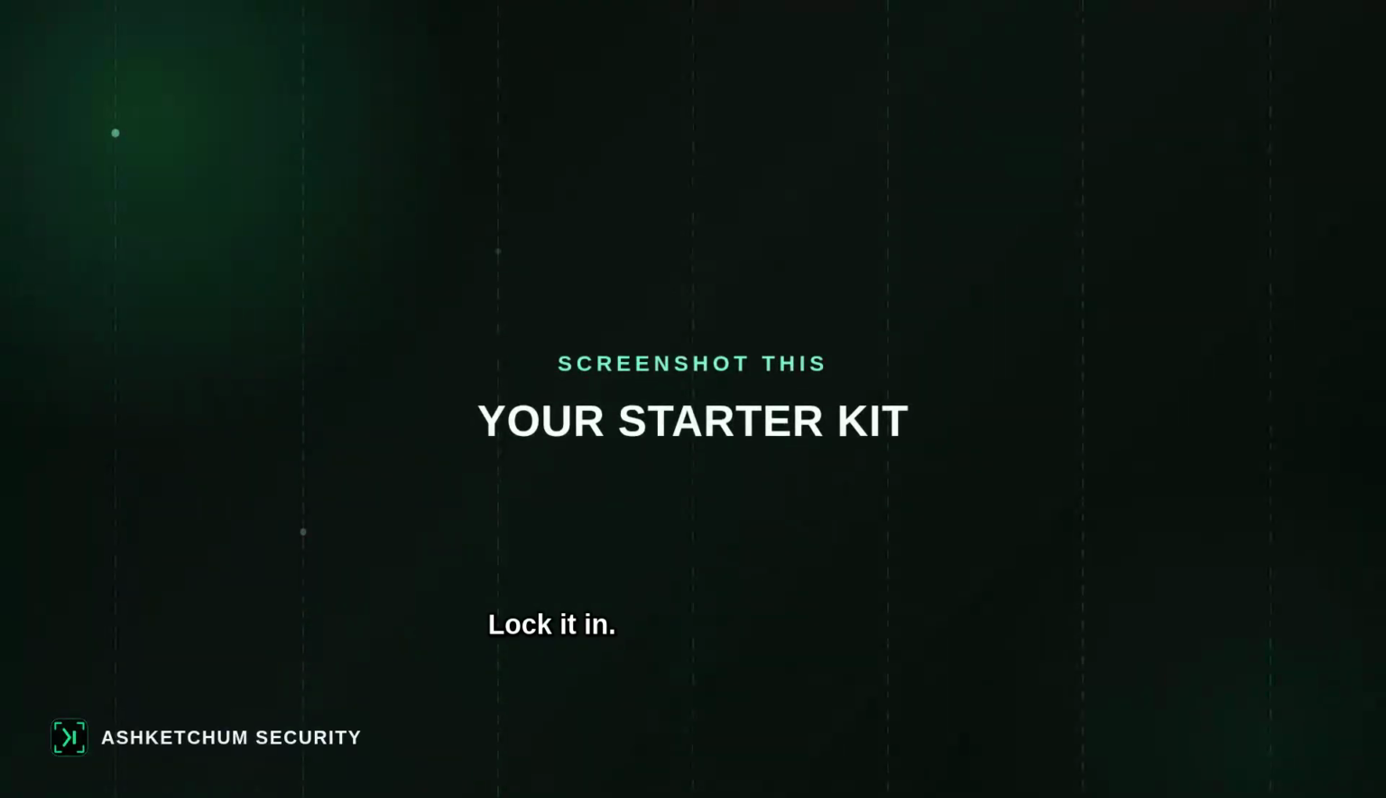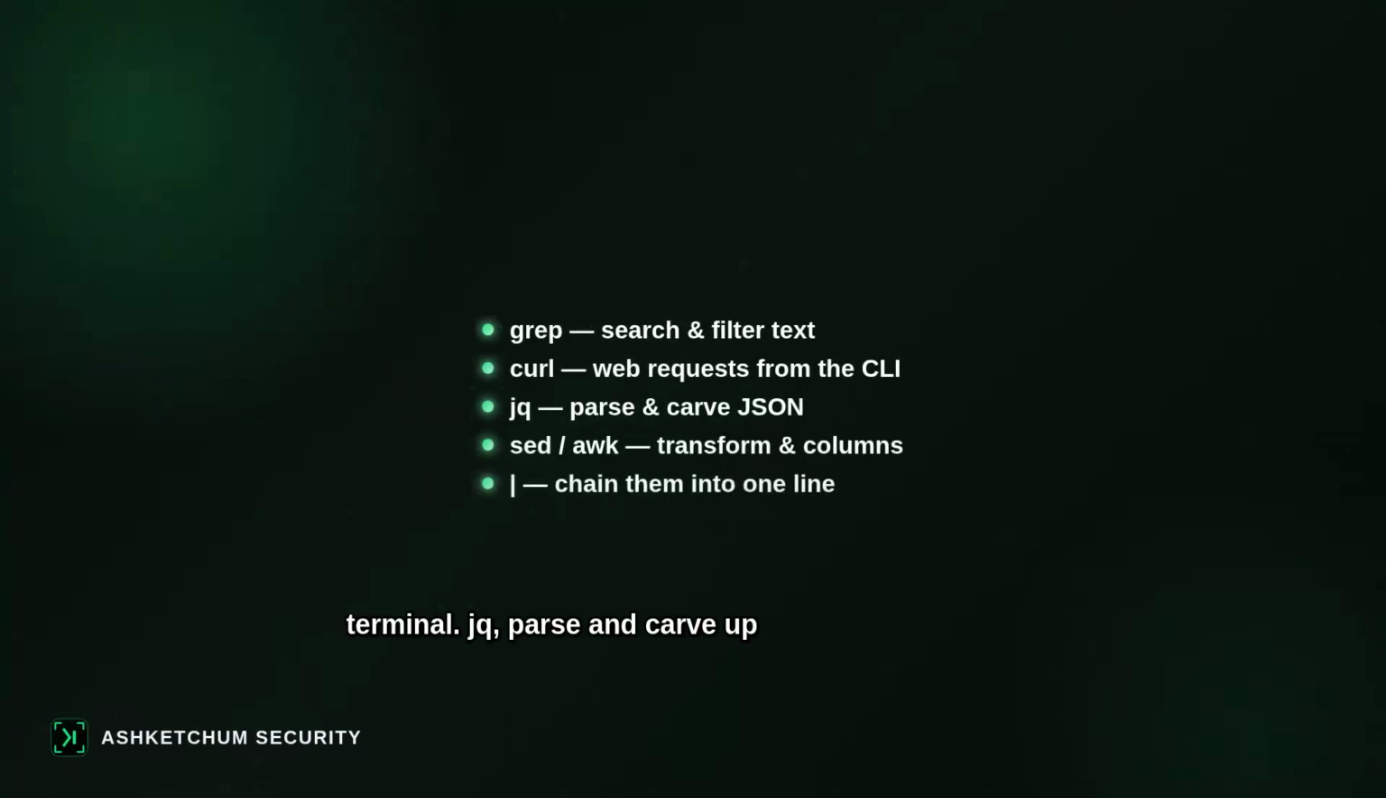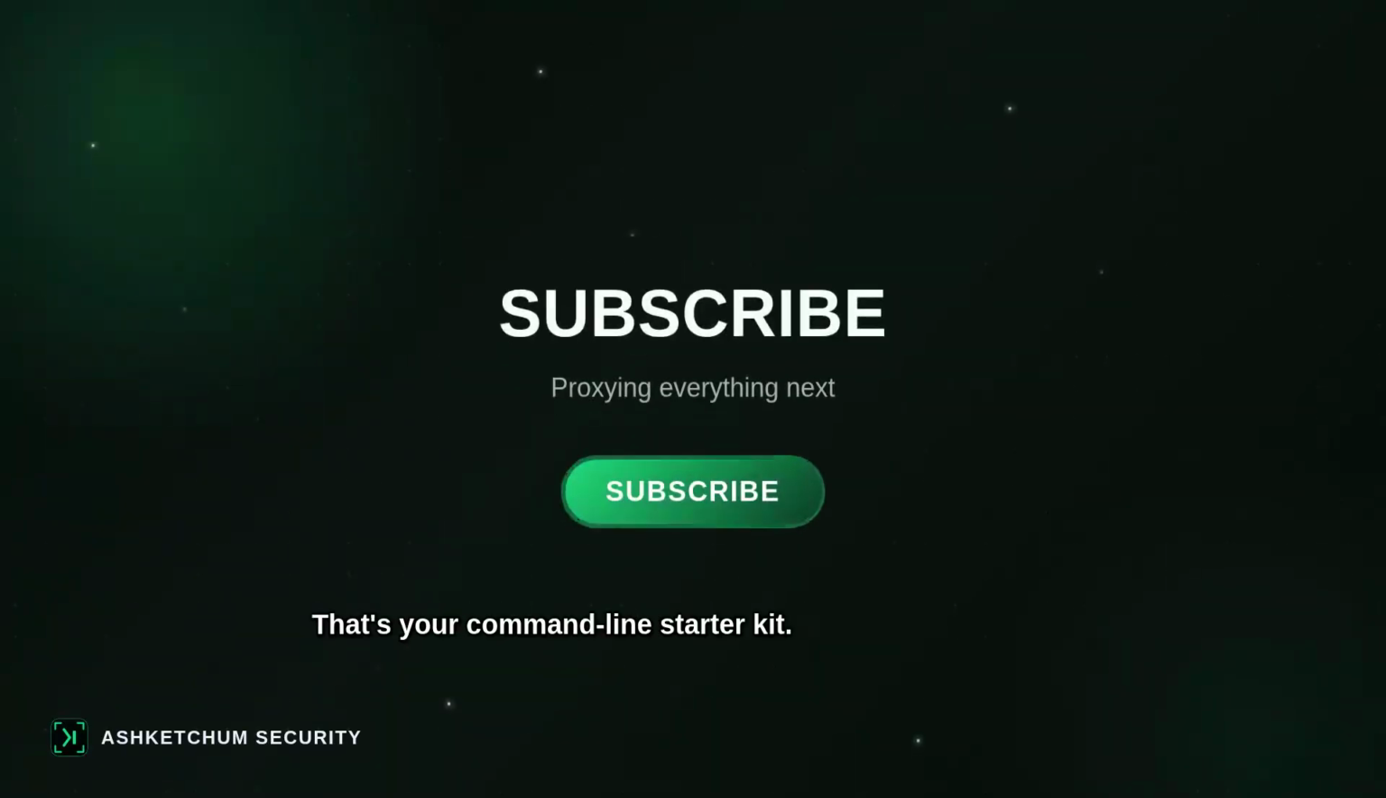Recap. grep, search and filter text. curl, send web requests from the terminal. jq, parse and carve up JSON. sed and awk, transform text and grab columns. And the pipe, chain them into one assembly line. 5 ideas and suddenly the terminal is working for you. Screenshot this. That's your command line starter kit.